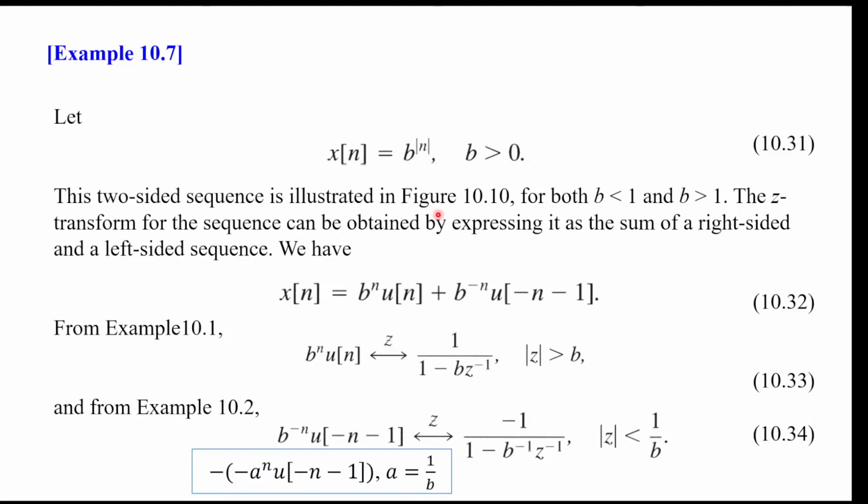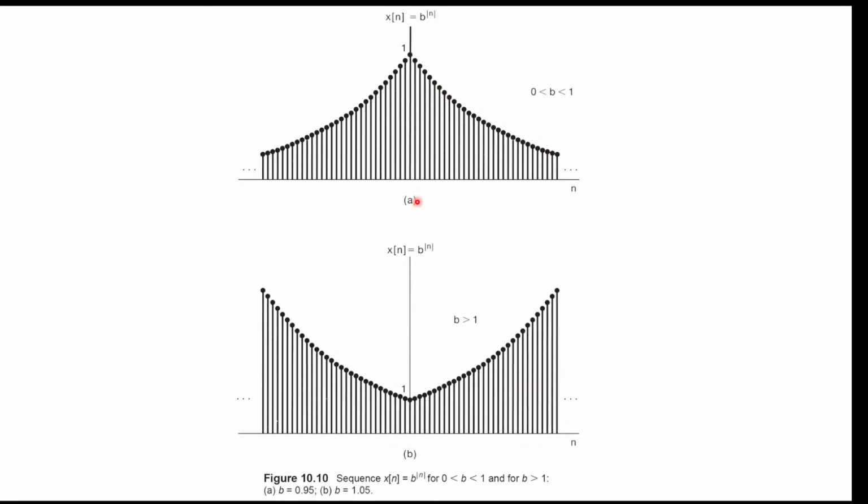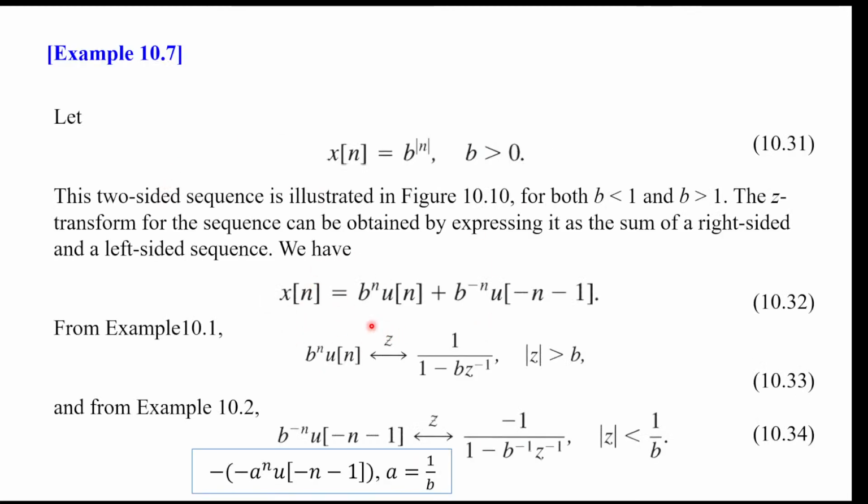Now we want to see what the ROC is. So we do what our property says. We want to break it into a left-sided signal and a right-sided signal. And a good point to break those two signals is at n equal to 0. So you look at the exponential decay on this side and the exponential decay on this side. So break it at n equal to 0, then you have x of n equal to b to the n u of n. This is when n is greater than or equal to 0. Then you have b to the minus n u of minus n minus 1. This is for n less than 0.